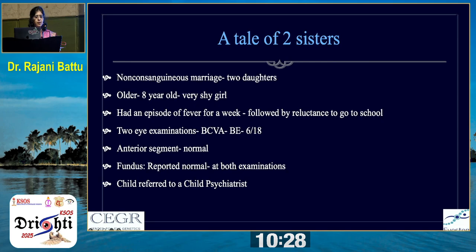So these are two sisters, non-consanguineous parents, both lawyers. The older one was a very shy 8-year-old girl who had a fever for about a week, following which she said she wasn't going to go to school. Incidentally, this child is from the US. Two examinations were done in the US, both showing that the vision was about 6/18, seen by, I think, a general ophthalmologist, who felt that there was nothing wrong, and the fundus was reported normal. The child was actually referred to a child psychiatrist.